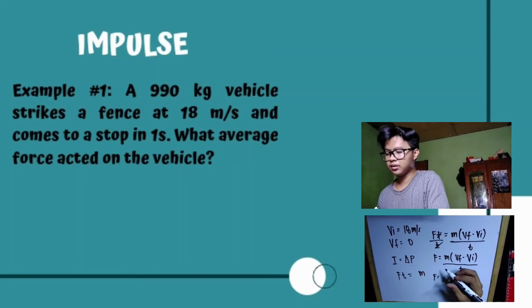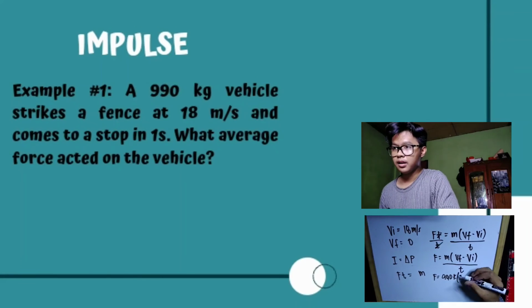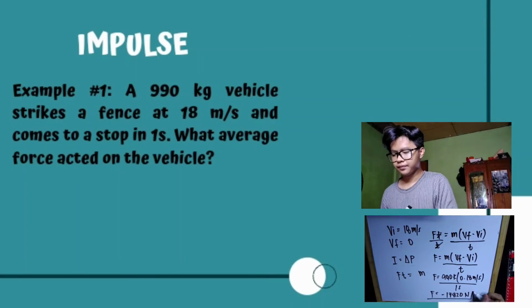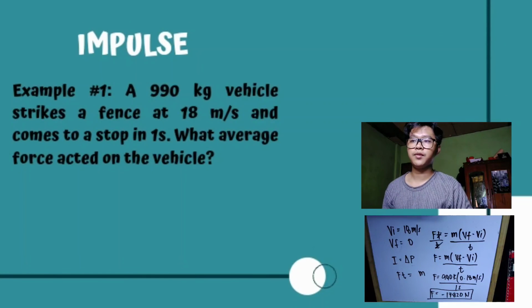So substitute natin yung given: 990 kilogram yung value ng mass, and 18 meters per second yung initial velocity, all over sa 1 second. So our answer is negative 17,820 Newtons. This is the answer for example number 1. The negative sign means that the force which acted to stop the car is in the opposite direction of the initial velocity.